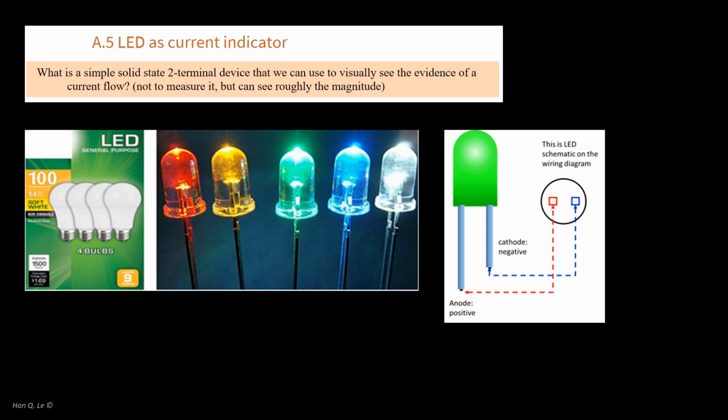Hence, we will use LED throughout the course as a visual current indicator. It roughly indicates the magnitude of the current in the circuit segment containing it. This can help better intuitive understanding of a circuit with direct visual cues. This is the end of Part A. Please go to the app for Part B.